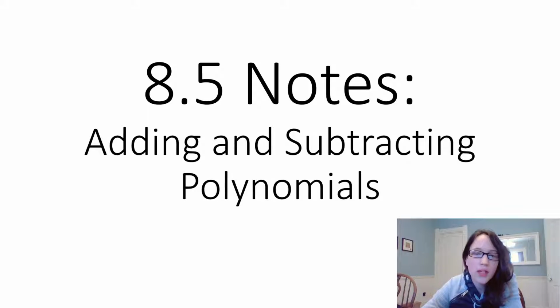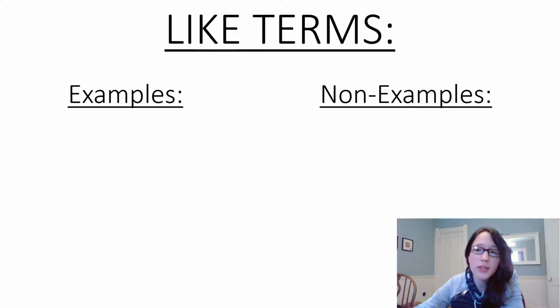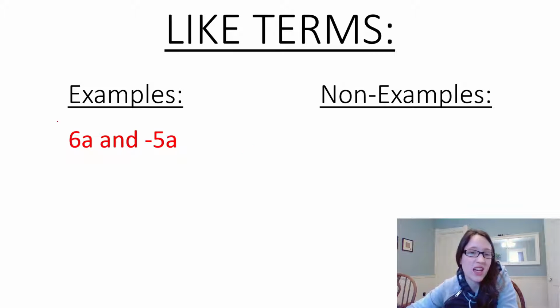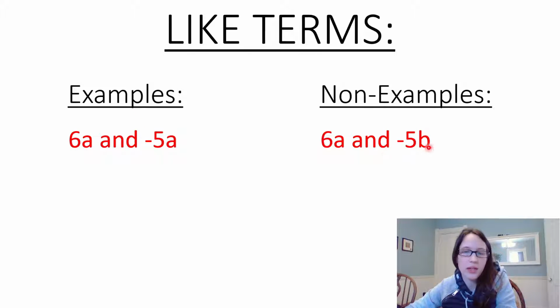All right, so adding and subtracting polynomials. Okay, so this is a little bit of a review. We know what like terms are, right? So for example, I'm sure the first ones that we could think of are like 6a and negative 5a. But what if instead of having both a's, we have an a and a b? Well, now they're not like terms, so now we can't add or subtract them. What if we have like negative 2 and 10?